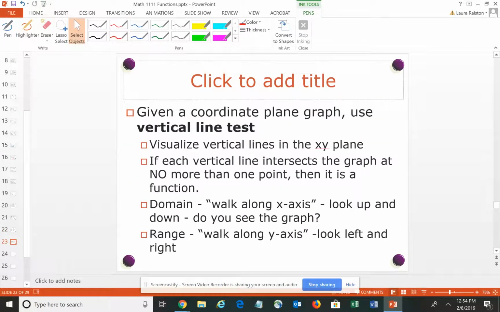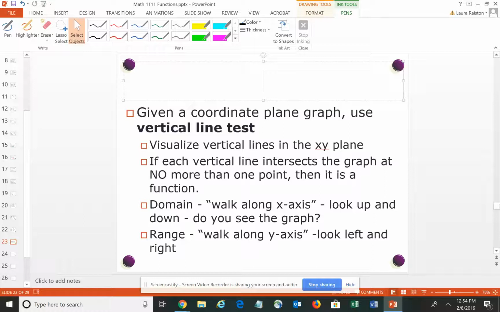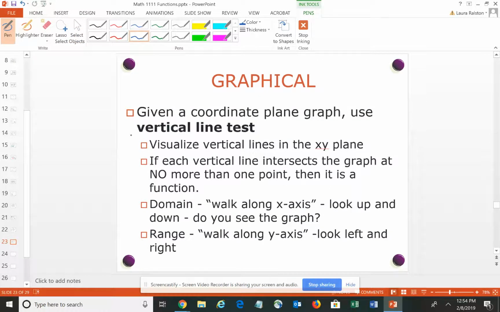Okay, now, if you're given a graphical, let me put the word graphical in here, looks like it got erased for some reason, graphical, so that you have one of those that's on the grid system. We have a special test called the vertical line test that we use to decide whether or not it's a function. So we use the vertical line test, and I usually will abbreviate V for vertical, L for line, and T for test, so I don't have to write that word out every single time.